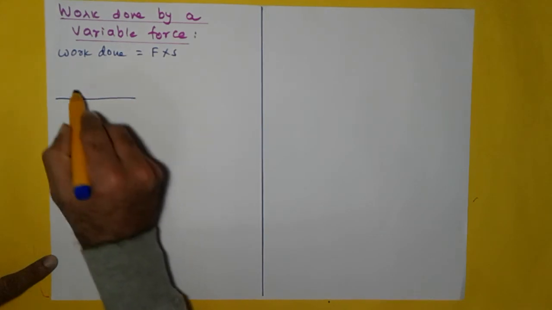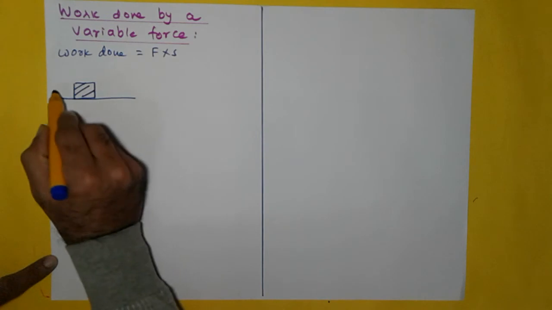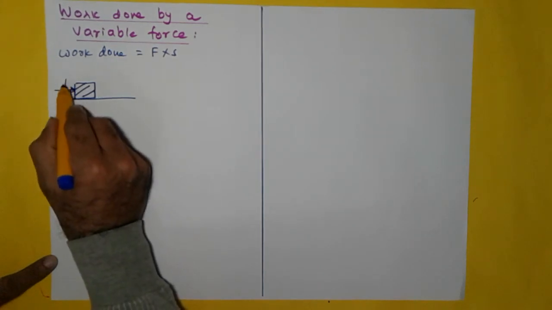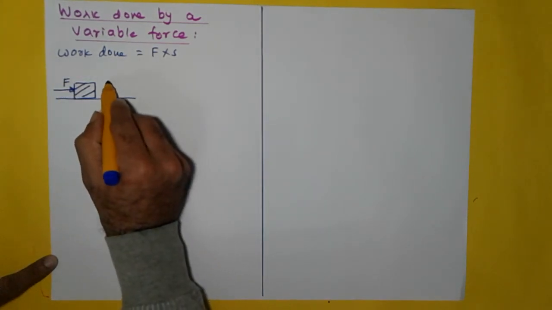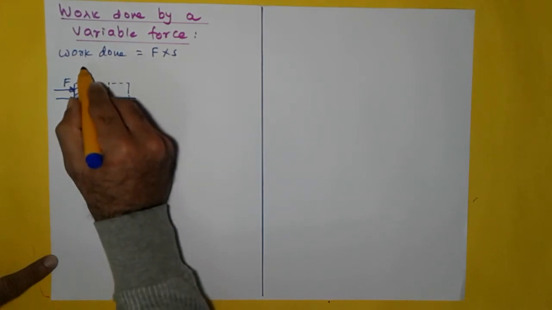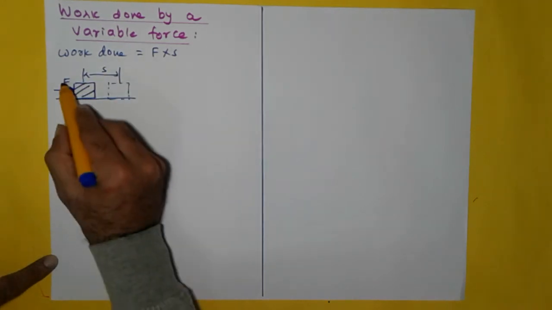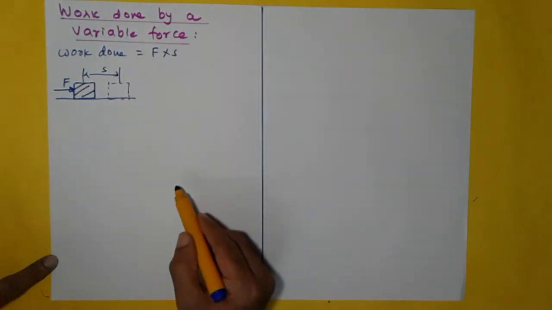Say, for example, we have a surface on which we have a block of wood. When we apply a force F, this block moves through some distance s. Let us say this is the distance it has moved through, s. The product of the force applied and the displacement gives us work done.